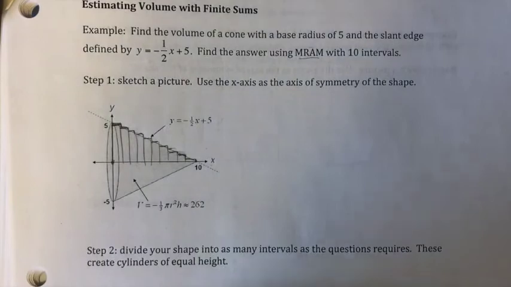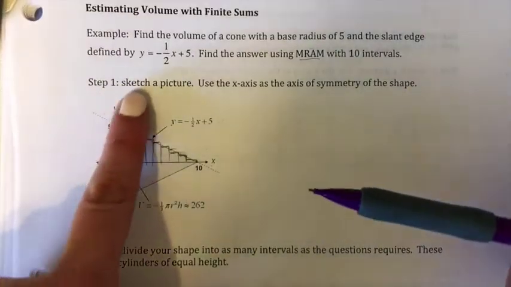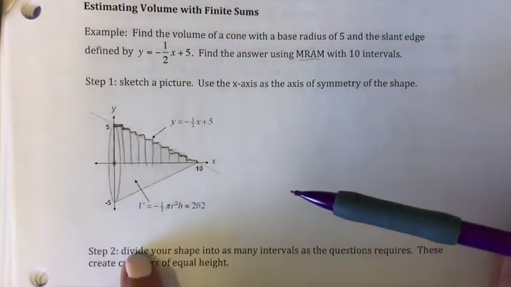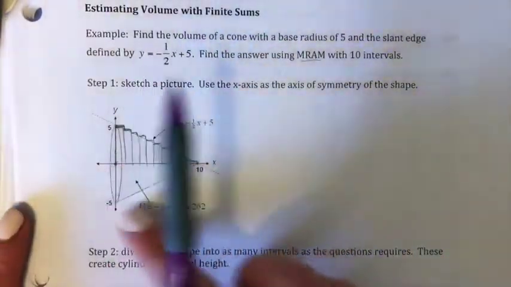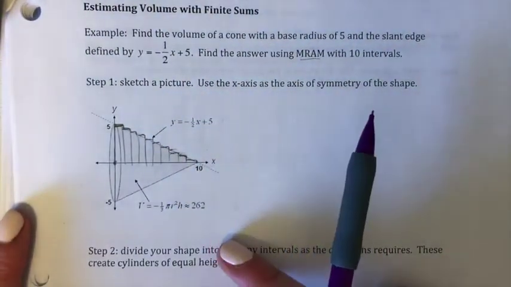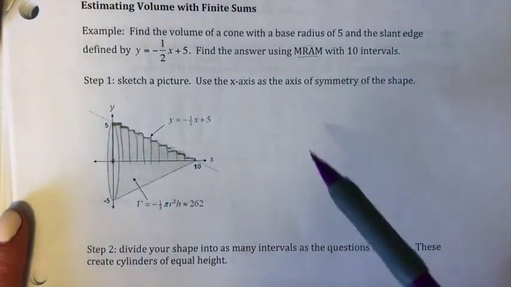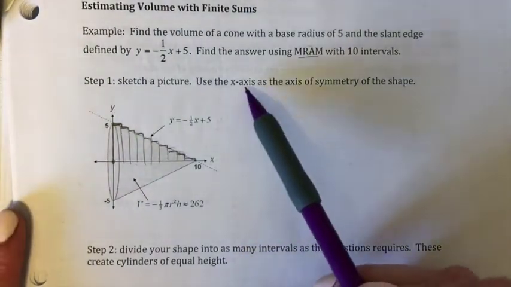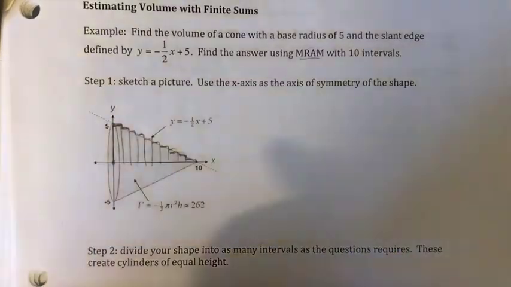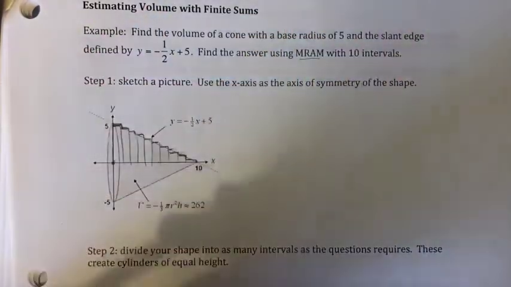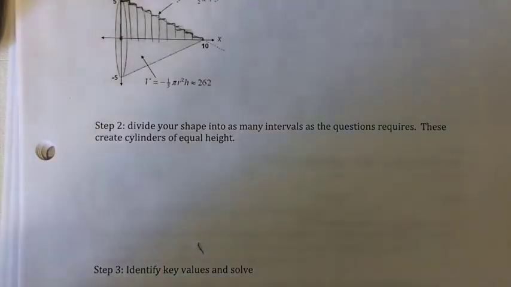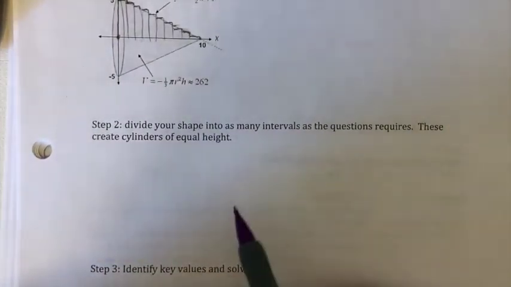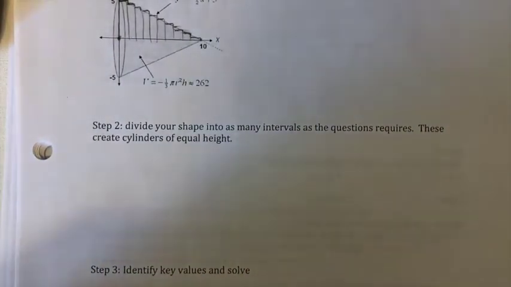Okay, so the first step is to sketch a picture. I gave us the picture this time, but you could draw that line by yourself. I wanted to help us imagine what the 3D version of this would look like. You're using the x-axis as the symmetry of the shape, so it's rotating around that x-axis. Then we divide our shape into as many intervals as the question requires. These create cylinders of equal height.